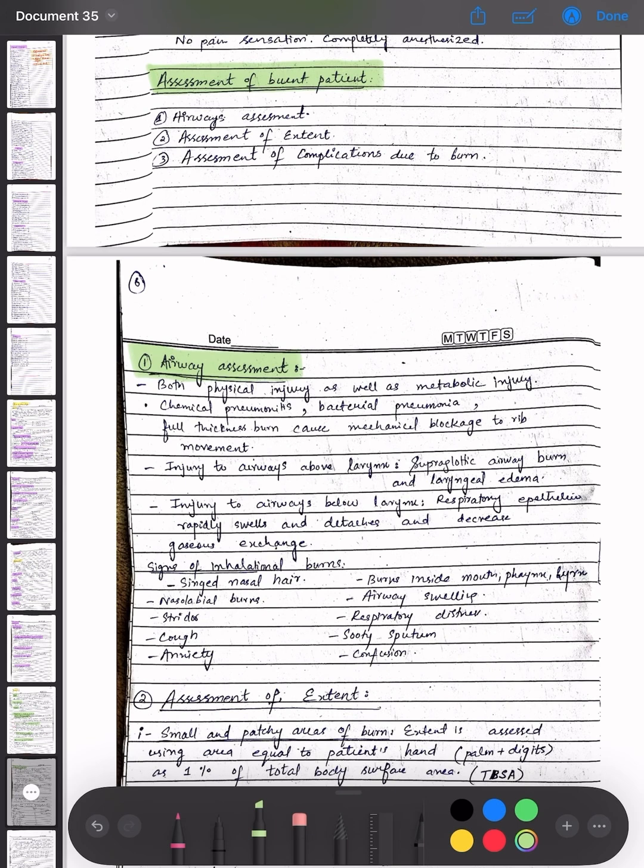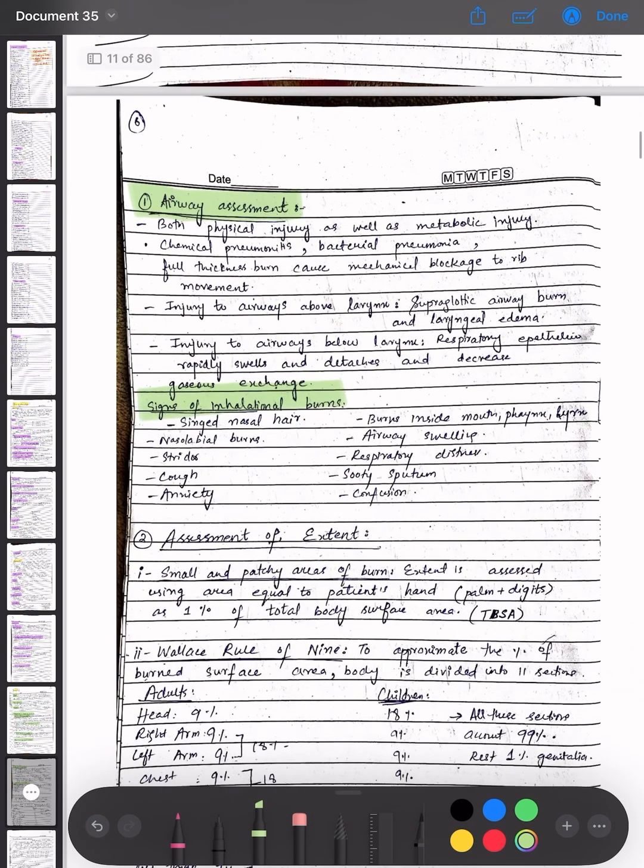Now, what are the signs of inhalational burns? Singed nasal hair, nasolabial burns, stridor, cough, anxiety, burns inside the mouth, pharynx and larynx, airway swelling, respiratory distress, serious symptoms, sputum and confusion. These are the signs of inhalational burns.